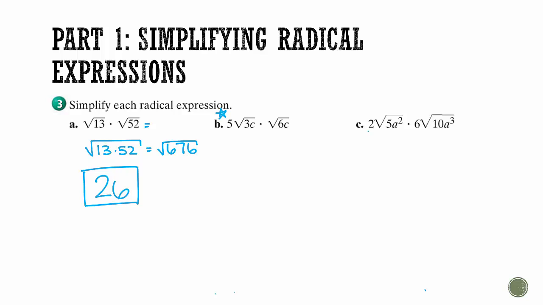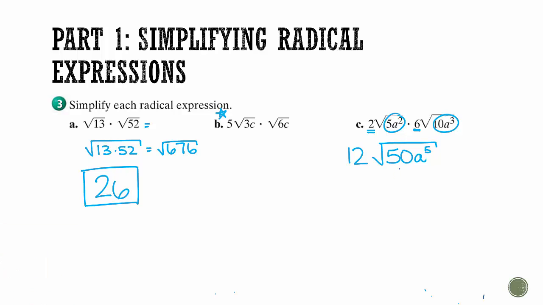So this one's weird because we got numbers on the outside and numbers on the inside. If you're on the inside, you can't hang out with people on the outside, and if you're on the outside, you can't hang out with people on the inside. So treat them separately. Multiply just your outsides together. So 2 times 6 is 12, and then multiply just your insides together. 5 times 10 is 50. A squared times a cubed is a to the 5th. And then we get to simplify.